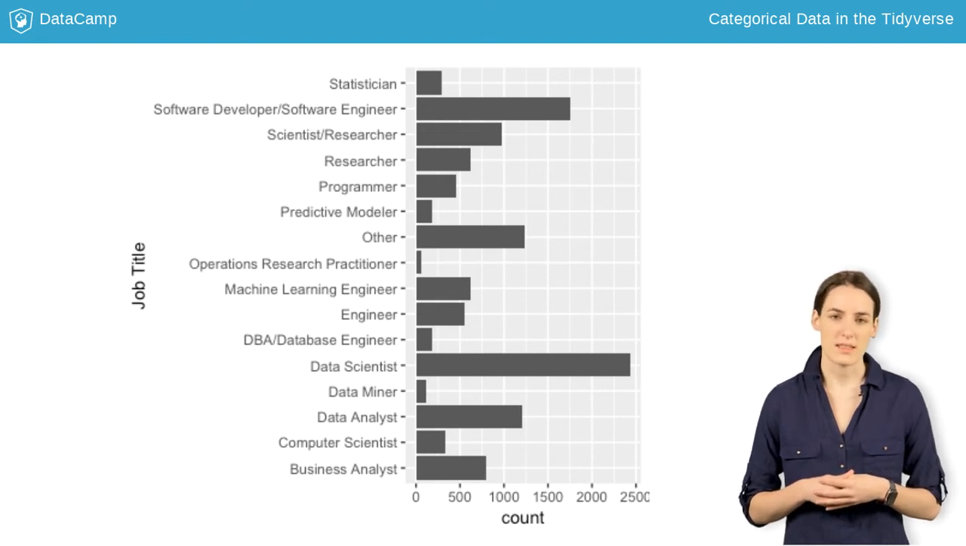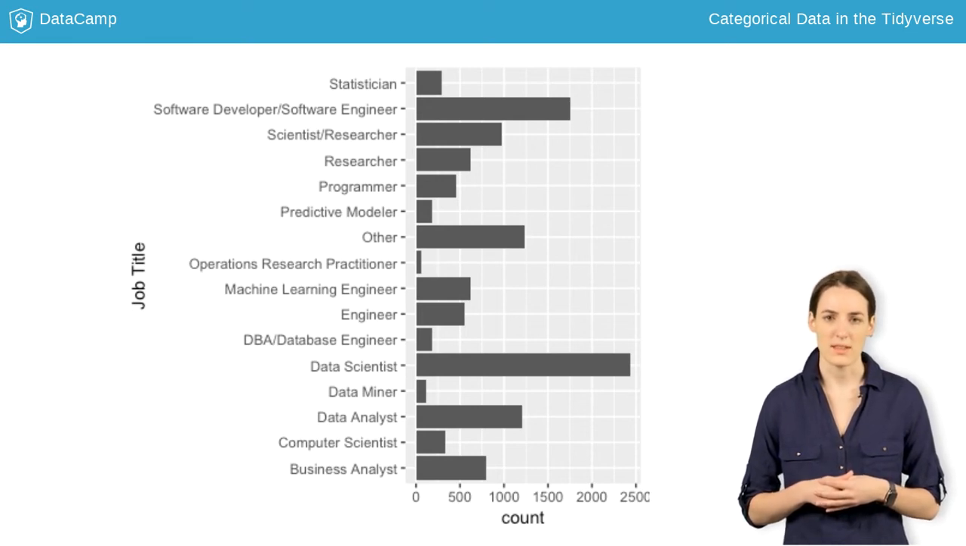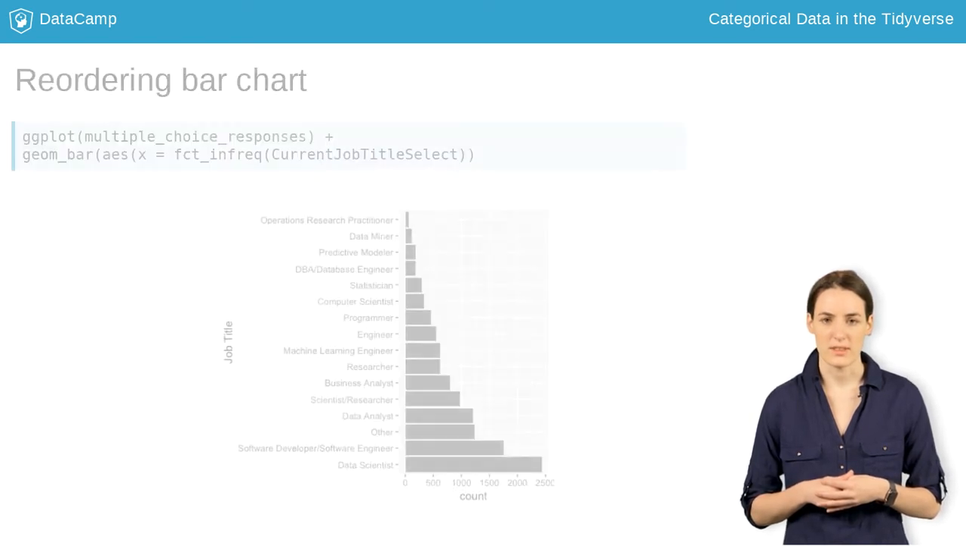Just like in the previous graph, this one is hard to read. It's fairly easy to see data scientist is the most popular job title, and operations research practitioner and data miner the least. But what about the fourth most popular title? To make the graph easier to read, we can use the forcats function factor in freq.